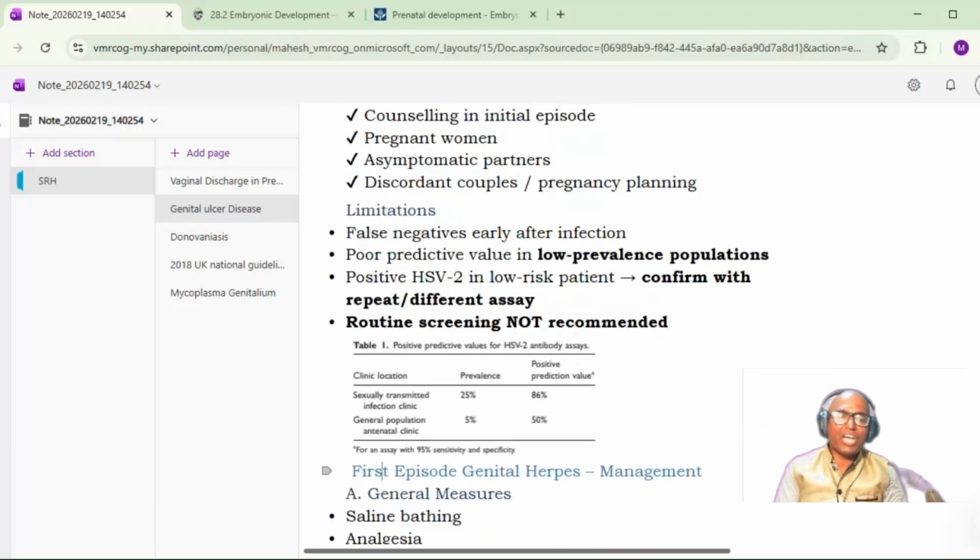So they have given one chart that if you are doing it in the STI population, if it is your STD clinic, it has got a high prevalence of infection. So the positive predictive value of the test will be high. But if you do it in the general population where the prevalence is 5%, only 50% cases it will be positive, that is the positive predictive value. So when you do the test in a low prevalence population, then you have to confirm with a repeat or different test. While if it is a high risk population, it has got a high positive predictive value. Okay, this is what they want to say.